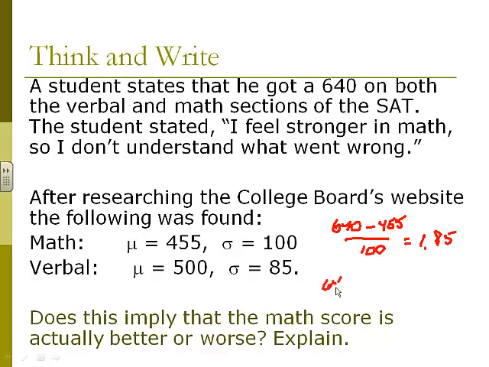Then let's calculate it for the verbal. 640 minus 500 over 85. So that's 140 divided by 85, 1.65. So he actually did do better in math. He was farther above average in the math than he was in the verbal. So that's an example of the way you will use z-scores to make comparisons.